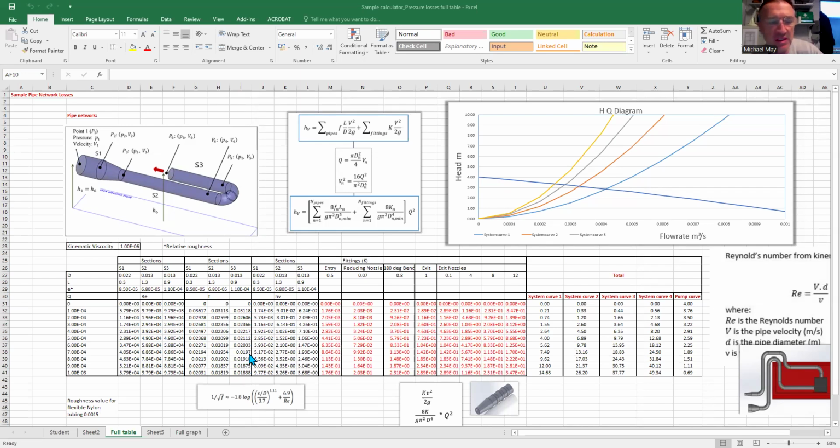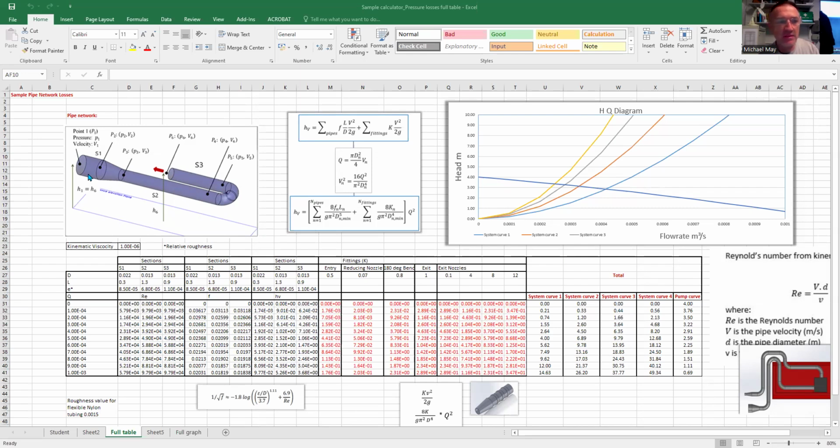So this spreadsheet is designed to help you calculate the pressure losses in your pipe system when you design it, coming out of your pump. And the way it's set up at the moment is it's designed to calculate the pressure losses in this fictitious pipe system here.